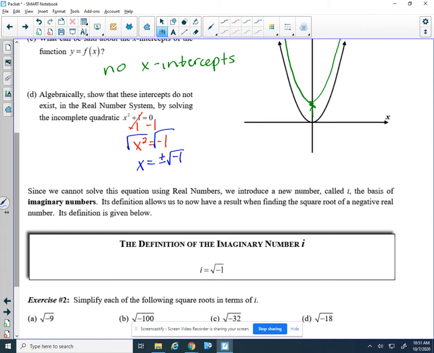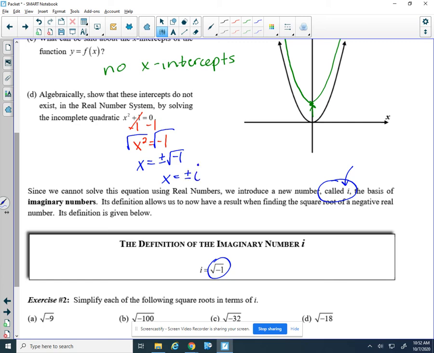So it says, since we cannot solve this equation using real numbers, we introduce a new number called i, the basis of imaginary numbers. So this i is actually a number. Its definition allows us to now have a result when finding the square root of a negative real number. Its definition is given below. So i, the imaginary unit, is equal to the square root of -1. So here, when I said x equals plus or minus the square root of -1, that's the same thing as saying x equals positive or negative i.